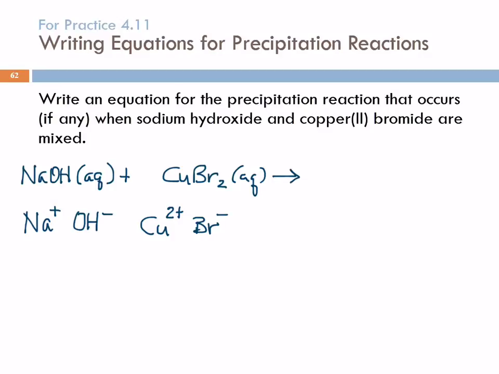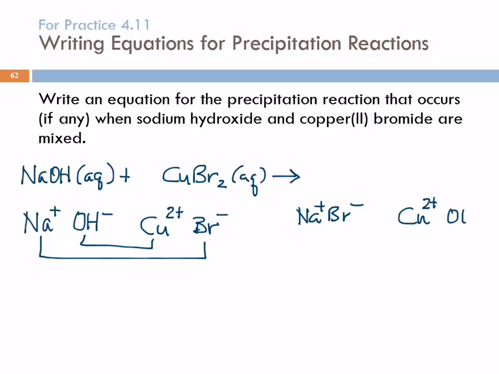There's my reactants. Now I have to swap partners and see what I get. So the copper and the hydroxide, the sodium and the bromide. It doesn't matter which compound you list first in the products, but within the compound you have to list the cation first. So I'm going to do Na+ with Br-, and then I'm going to have Cu2+ with OH-. Is the compound between sodium and bromide soluble? Yeah, because sodium compounds are always soluble. So this one's going to be aqueous.